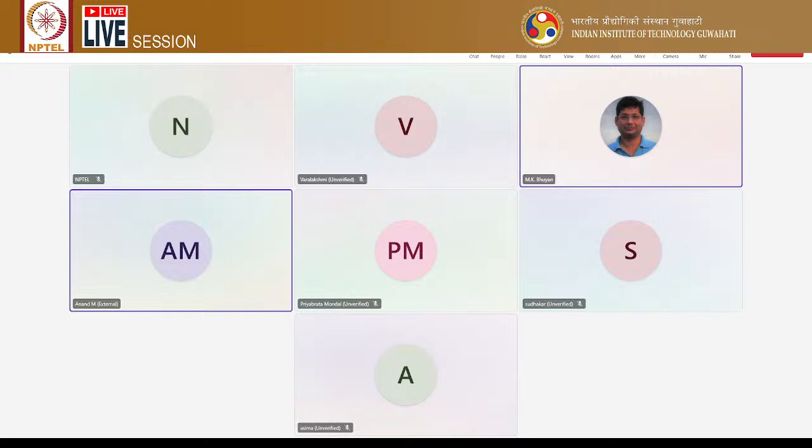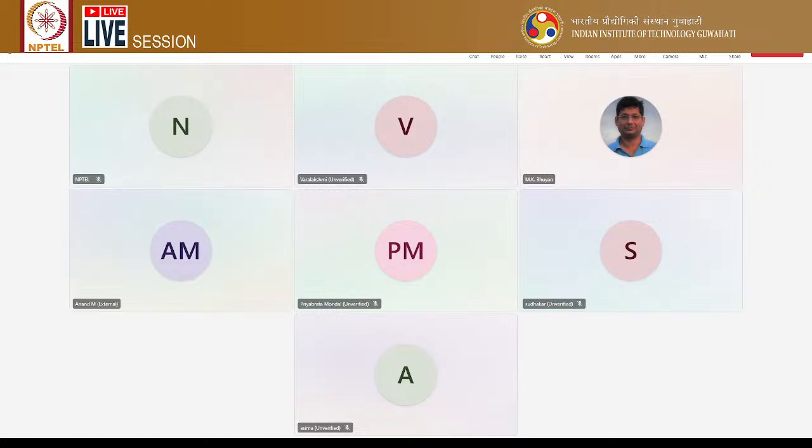So this is called content-based image retrieval. That means you are giving the image, and suppose the name of the image can be retrieved from the memory.